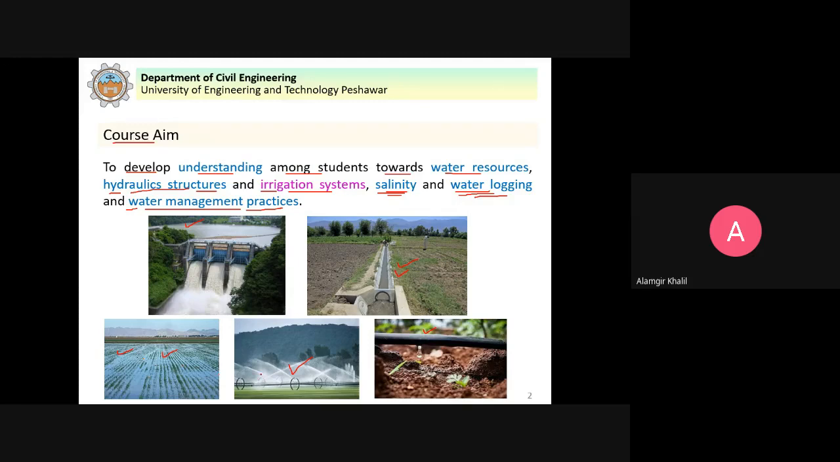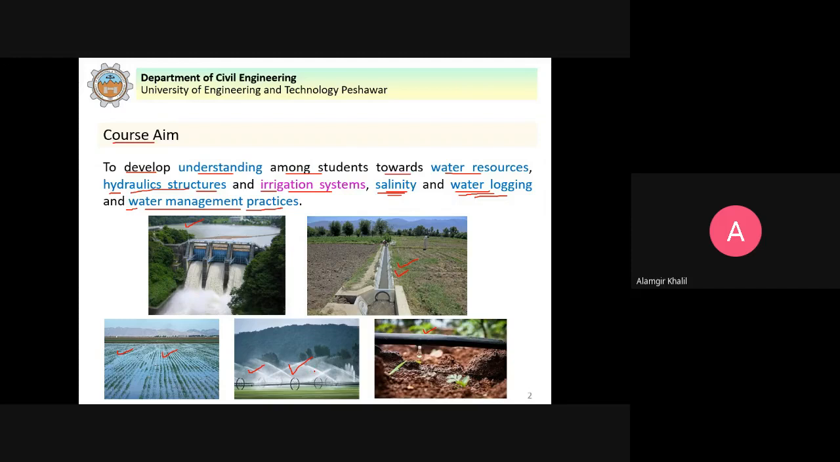But in the Western countries, they are using less water for irrigation purposes. The reason is that they are using more efficient methods of water supply to crops. Just like you see here, we have a sprinkler system, and we just spray the water over the crops, and in this way we can save the water.